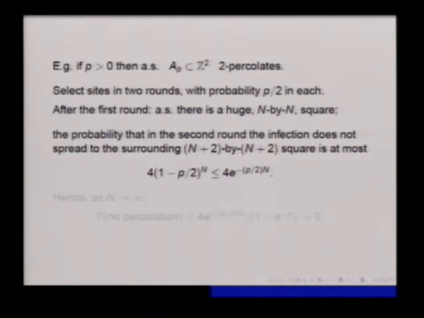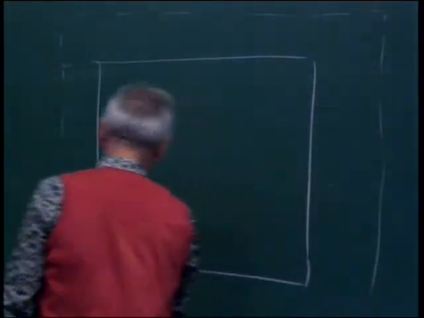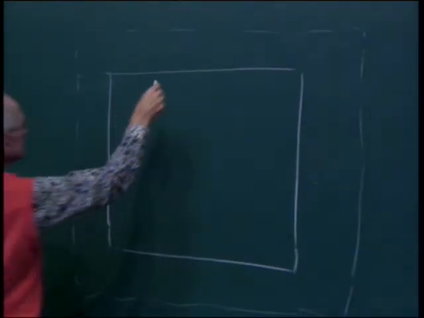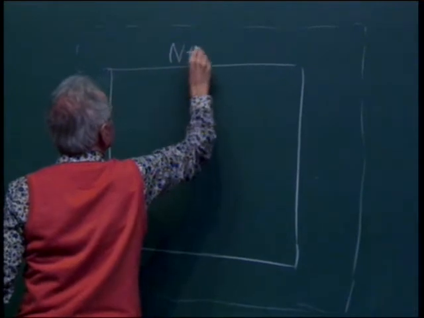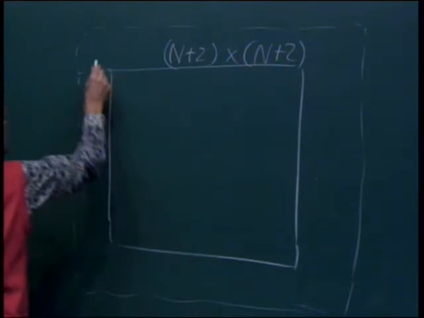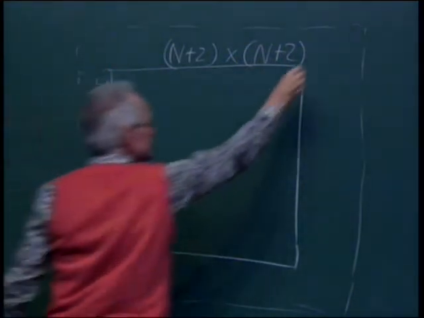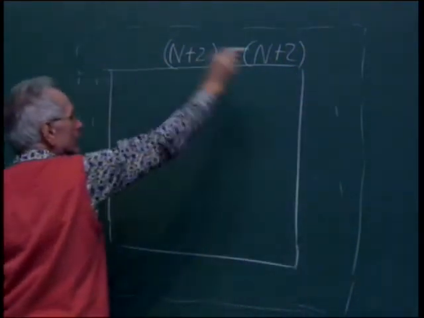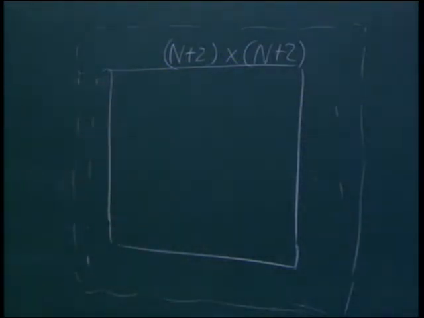So here we have our huge square, and the question we ask: what is the probability that we go out to an n plus 2 by n plus 2 square? Let's say we are very modest, so just add one more column here, one more there, one row, one row. That's all.